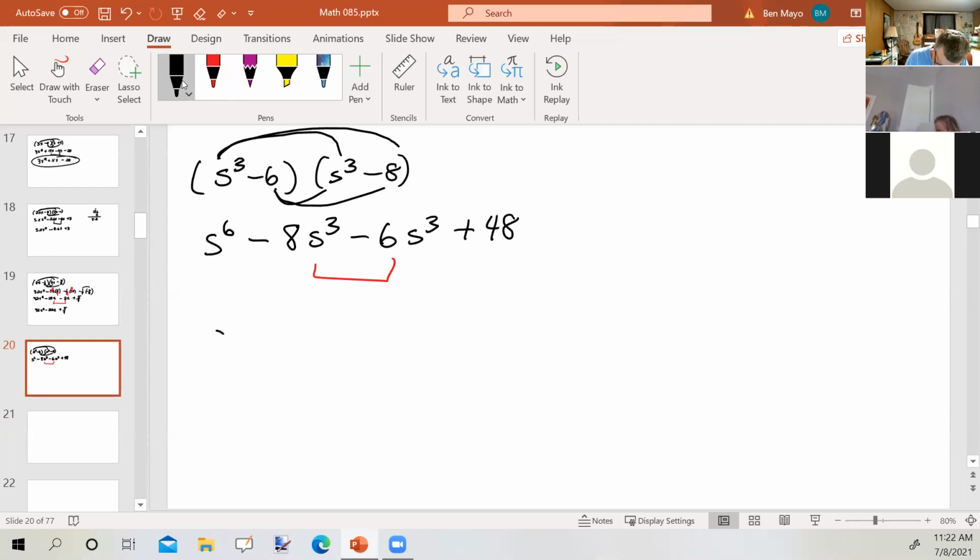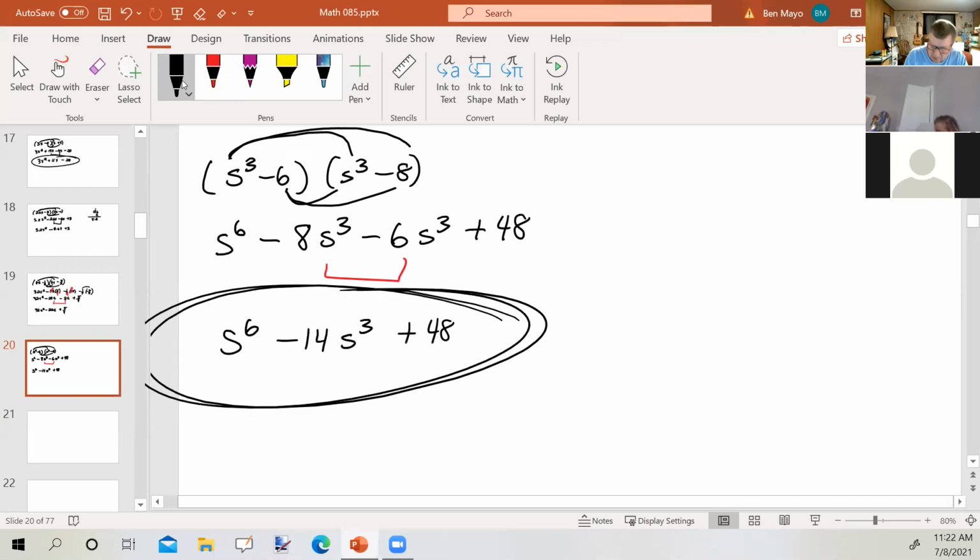Combining like terms, s to the 6th power, minus 8s cubed minus 6 more s cubed would be minus 14s cubed plus 48.